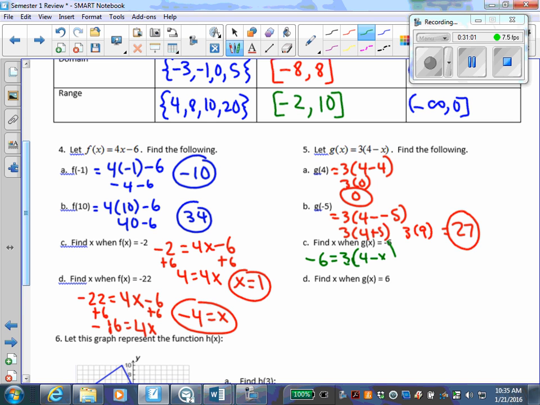Okay, that equals negative 6. Sorry, I'm running out of room. I'm just going to go right here for now. Negative 6 equals 3 times 4 is 12 minus 3x. So I just distributed. Okay, now I'm going to minus 12. Minus 12, that's negative 18 equals negative 3x. Divide by negative 3. I get positive 6 equals x.